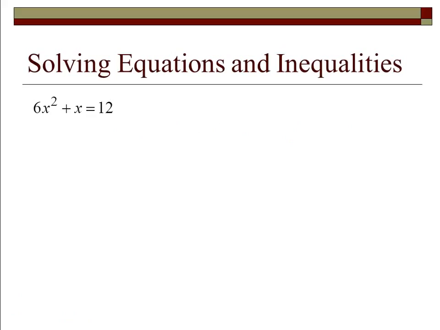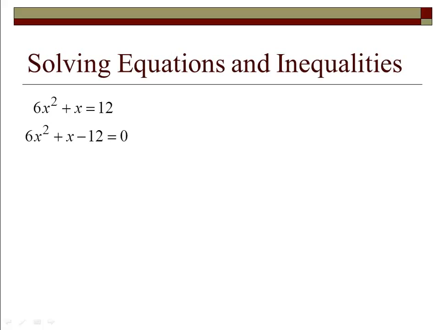So the first one, this is problem number 1. Solving equations and inequalities, and we're looking at 6x squared plus x equals 12. Well, anytime I have a quadratic or any kind of a power that's not just a linear equation, I've got to move everything to one side so I could try to use the zero product property. So I need to have it equal to 0. So I'm going to subtract 12, and now I've got to factor this.